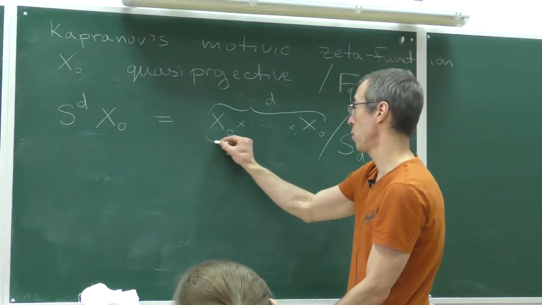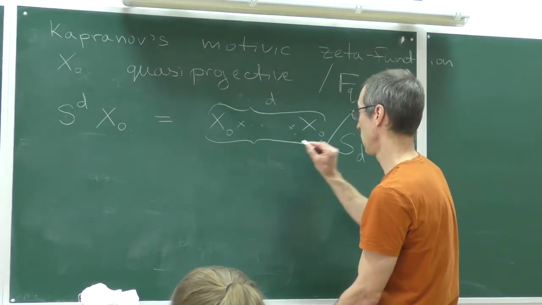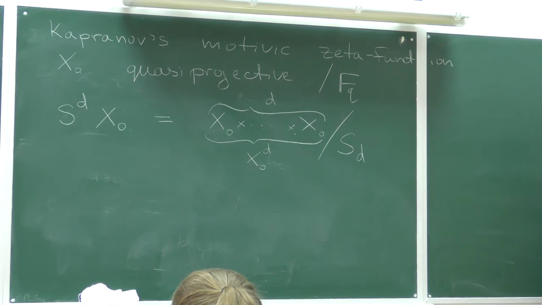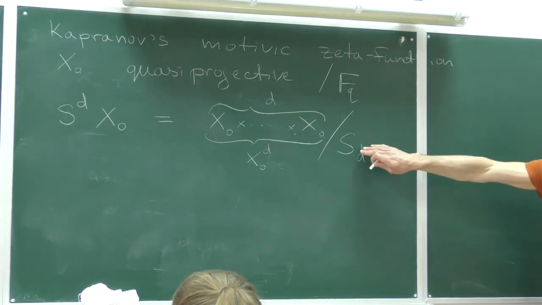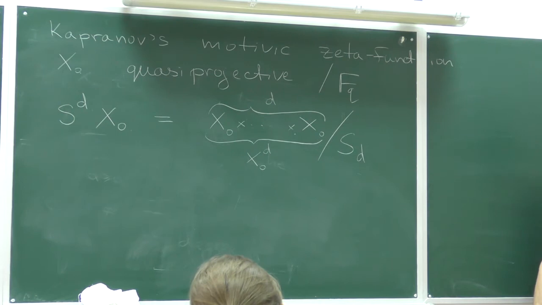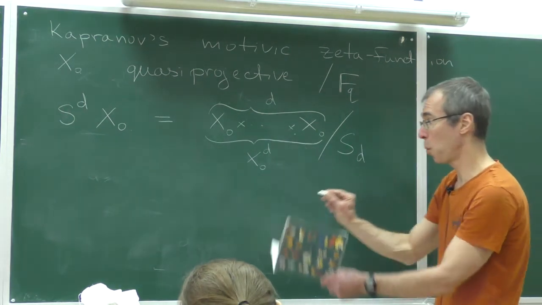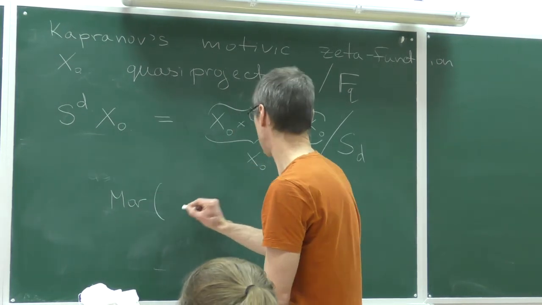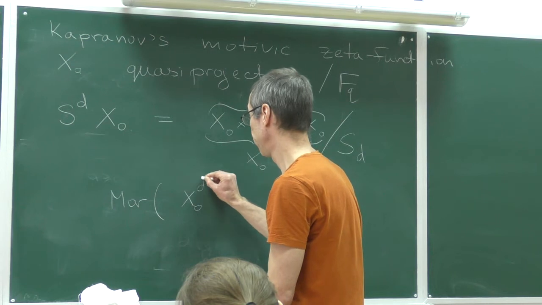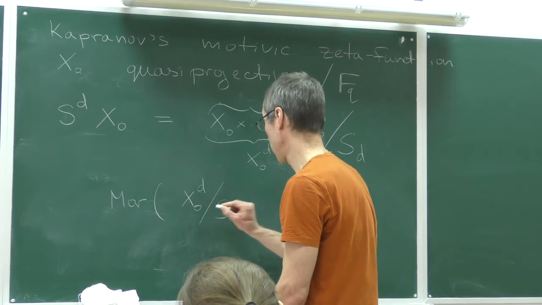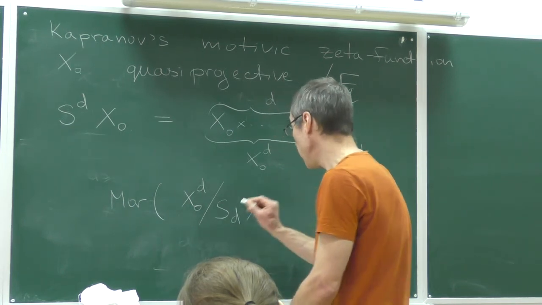So let's denote this scheme by X0 to the d. And this scheme is defined by the universal property, by the functor it represents, right? So I will tell you what are morphisms from this guy, modulo S_d, to any scheme Z.